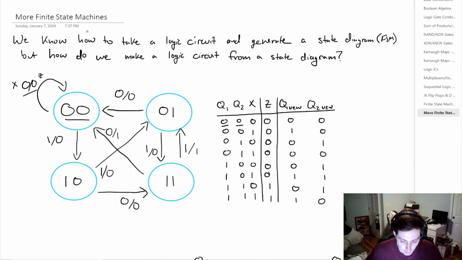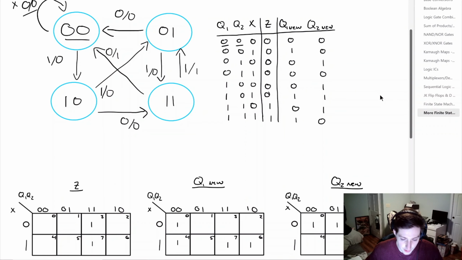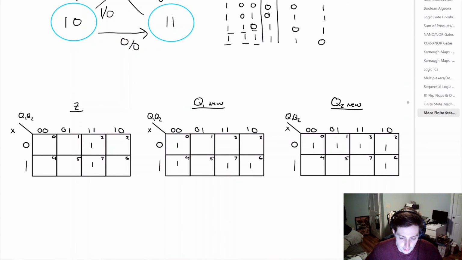Now that we have our truth table filled out, the next thing that we want to do is introduce K-maps. We're going to introduce K-maps for Z, Q1 new, and Q2 new. If we look at Z, we can see that we have a 1 when Q1 and Q2 are equal to 1, whenever X is equal to 0 or 1. So going to our K-map where we have X here and Q1 and Q2 there, we arrive at the following values.